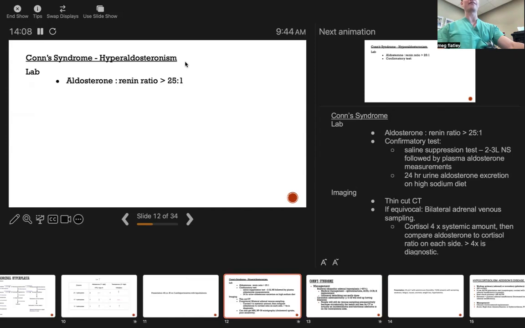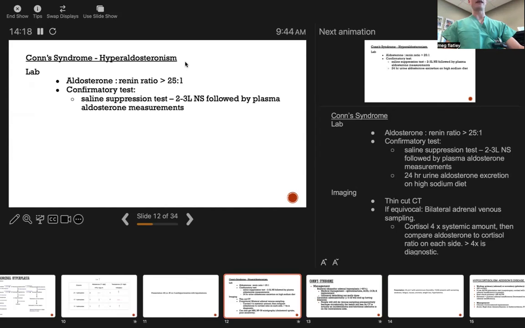And then you send off that test. What is the confirmation test after that aldosterone to renin ratio? Saline suppression test, is that what you said? Yes. So that is where you give 2 to 3 liters of normal saline, and then you measure the plasma aldosterone measurements following that. The other thing you can do is a 24-hour urine aldosterone excretion on a high sodium diet. Don't ask me how to do that.